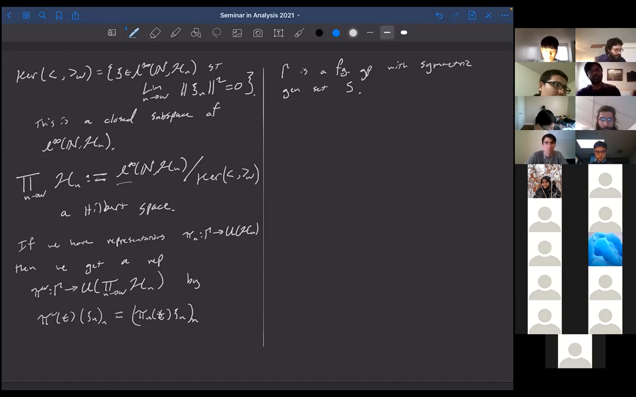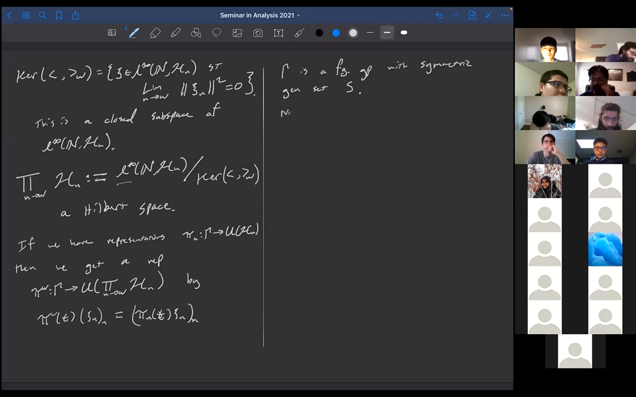All right, so let's take Gamma a finitely generated group with symmetric generating set S, and we want to investigate reduced cohomology. The advantage of having a finitely generated group is that for the topology of pointwise convergence, we can determine it directly on the generators.